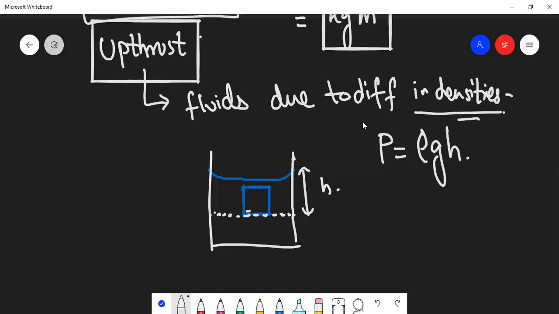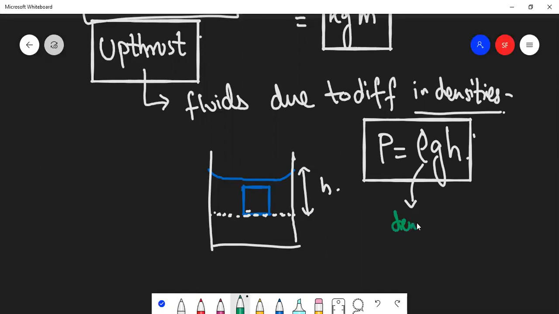You remember this formula? Yep. What does rho represent? Density. Density of what, the object or the fluid? Oh, fluid. Yes, correct. g is the same, 9.81, and h represents the depth.